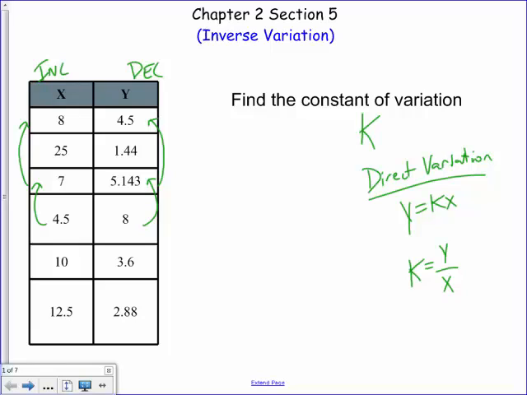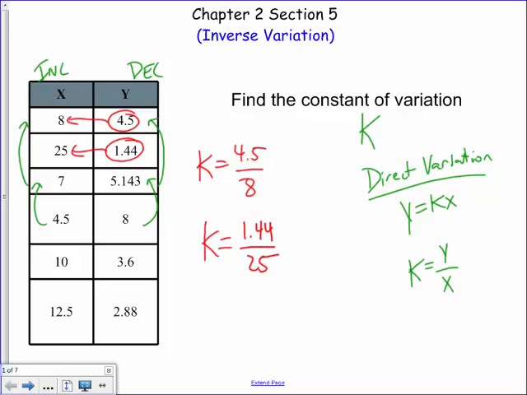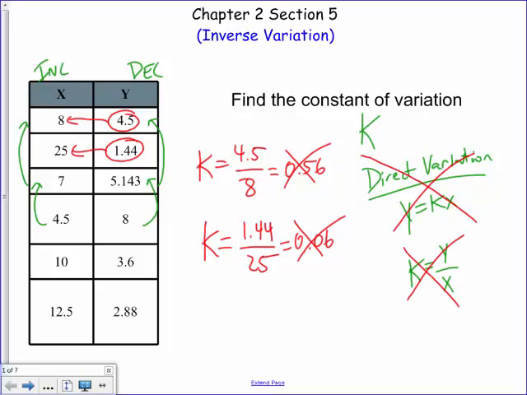So let's just attempt to do direct variation. Let's see if I can do y divided by x and see if they match up. I'm going to grab this first one, y divided by x, 4.5 divided by 8. And then I'm going to grab one more, maybe the one next below it, 1.44 divided by 25. Oh man, I should already be able to tell that this is not going to match up. Well, what would I get for each of these? 0.56 and 0.06. So I should have warned you, don't write any of this down because this is all incorrect. These are not matching up. They don't match up, so this is not direct variation, so I cannot divide y divided by x.